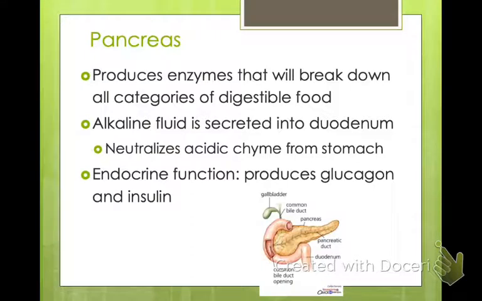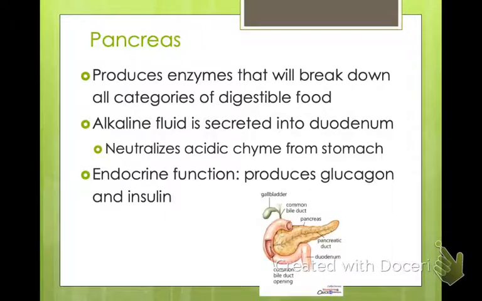The next accessory organ I would like to talk about is the pancreas. The pancreas secretes lots of enzymes that will break down all categories of digestible foods. So it will break down carbohydrates, nucleic acids, proteins, and lipids. It produces all different types of enzymes that will be secreted through a duct into the duodenum of the small intestine, and it will start the final digestion of those macromolecules.